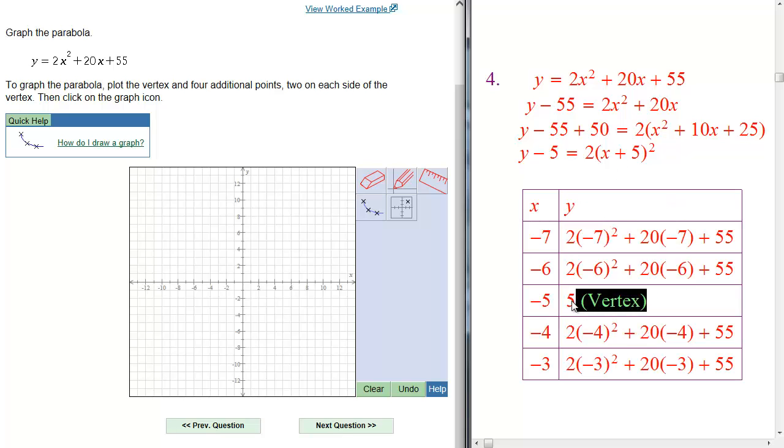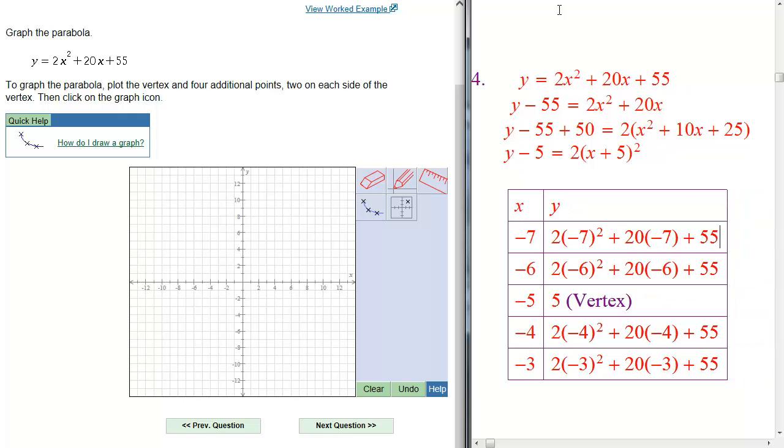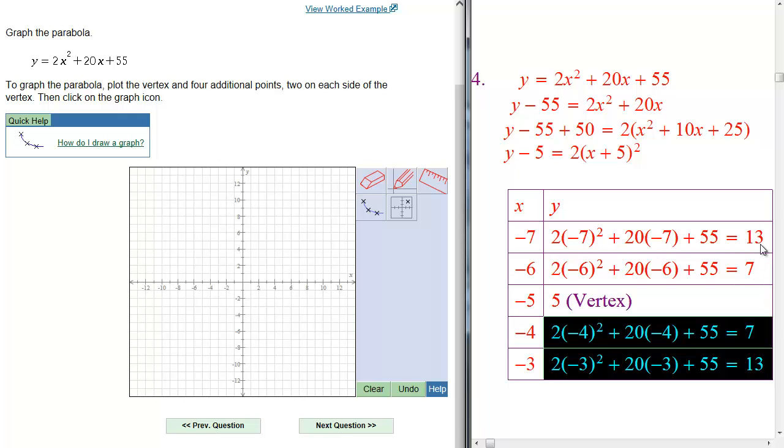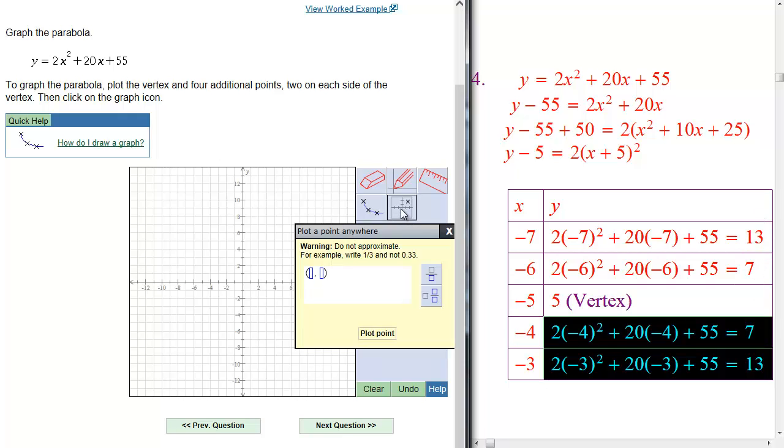And again, you can see this is going to be our vertex. And now just plot 2 points below it and 2 points above it. So since we're plugging in x values, we'll just plug in x equals -6, -7, -4, -3. So now just finish this computation. I'm going to let you do the computation, and you can verify this is what you get. And you know that this is acting as our check, so you know we don't make any mistakes. And then plot the coordinates.